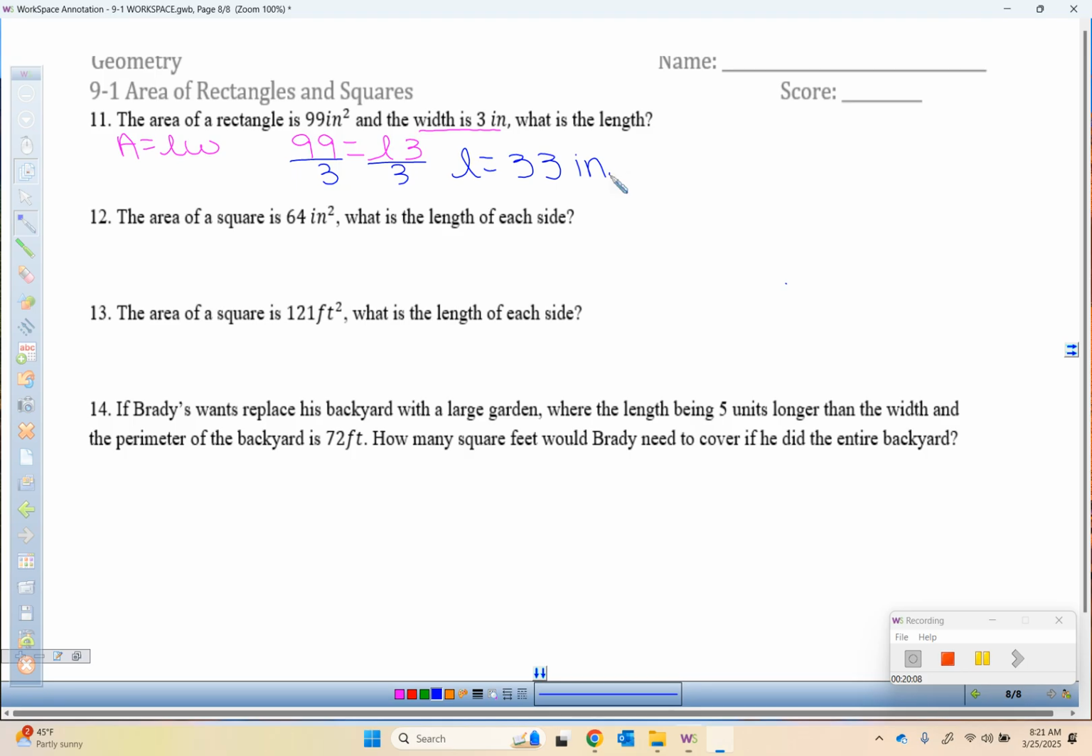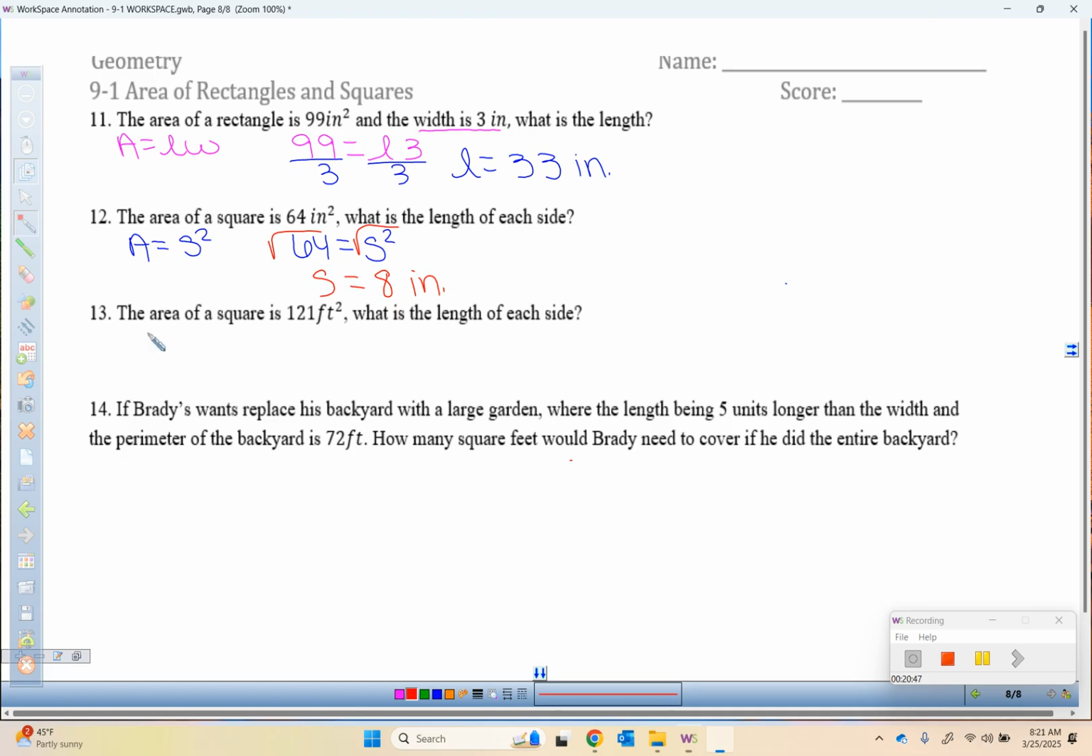Okay, number 12 says we have a square. Remember, a square has all four congruent sides, and the area of a square is A equals S squared. My A is 64. What is the length of each side? We don't know what S is, so now we need to solve for S. How do I solve? You got it. Square root that, and you have to do it to both sides. So S equals 8. Each side is 8 inches. Very good.